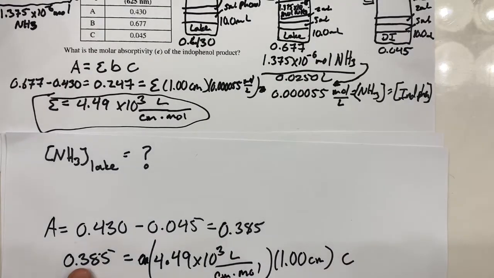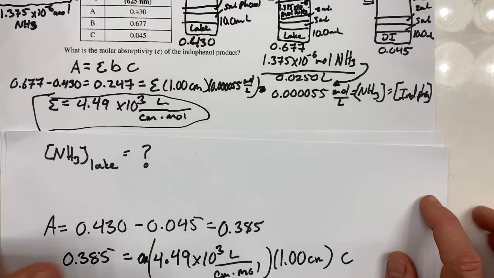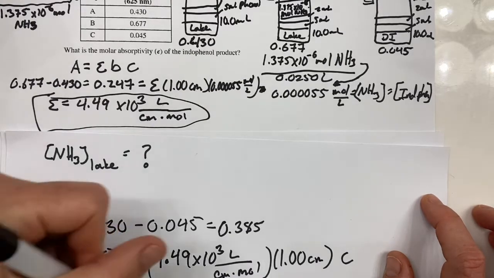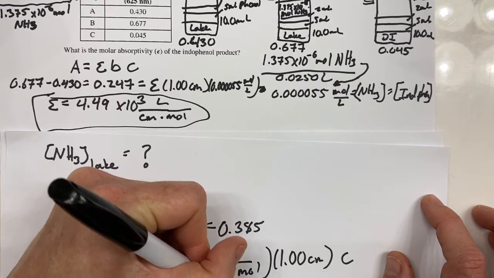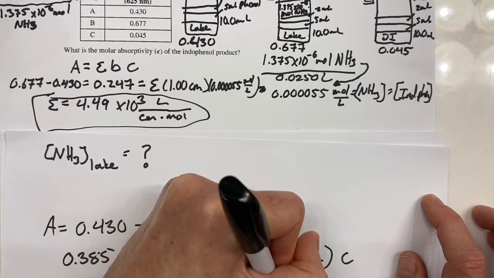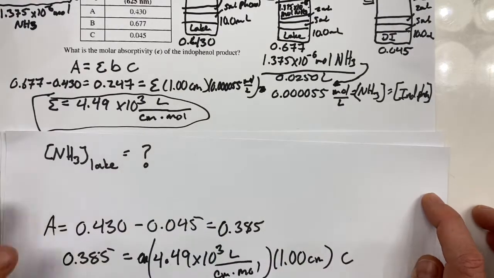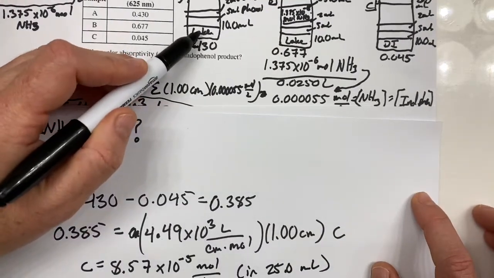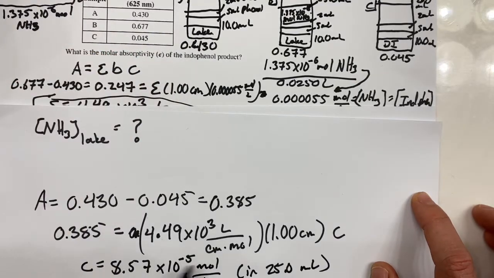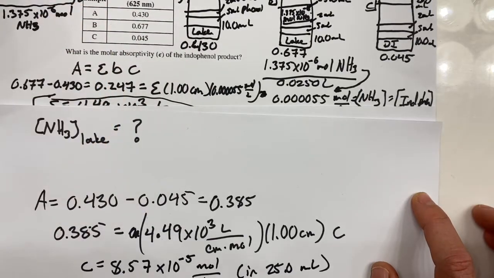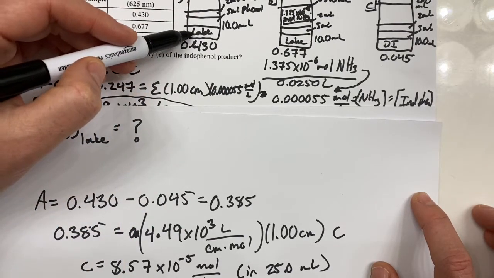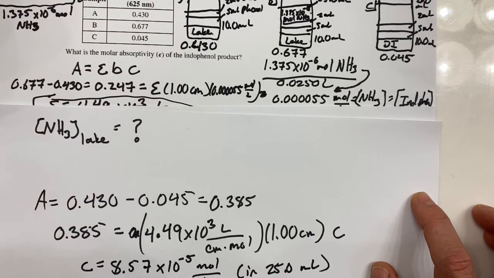So if I take 0.385 divided by 4.49 times 10 to the third divided by 1, I get an answer of C equaling 8.57 times 10 to the negative 5 mole per liter. But again, this is in the 25.0 milliliter sample. Well, we only took 10 milliliters from the lake, so all of this came from the lake. So we have to figure out how much exactly was in the lake. It's got to be more concentrated than this because this is dilute.